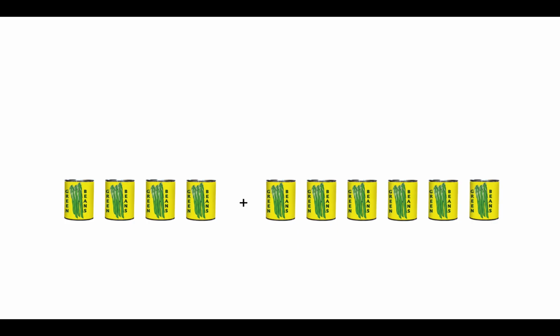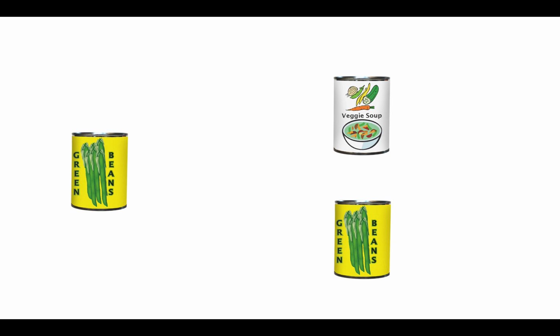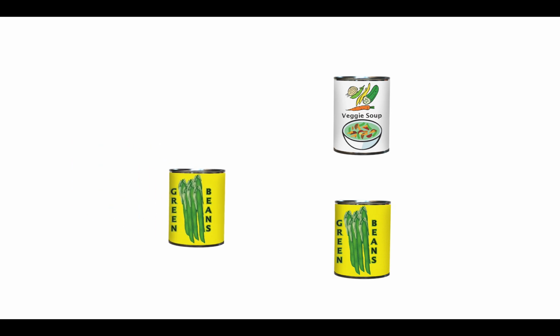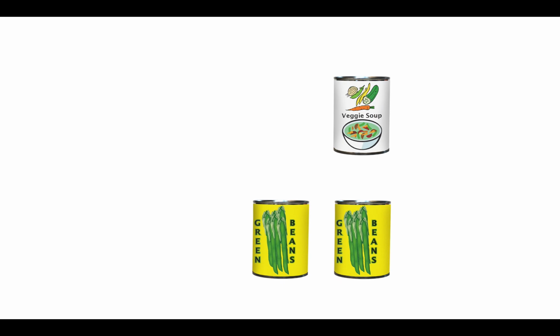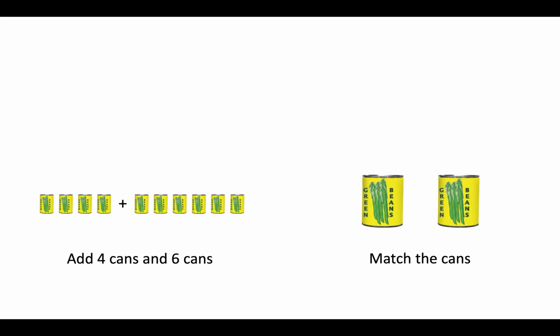What should I do? Add 4 cans and 6 cans together and count how many cans there are? Or match the cans? Let me think. When I add 4 cans and 6 cans and count the sets together, I know how many there are altogether. But when I only match the cans, I don't know how many I have, just that some of them match. What do you think? Add 4 cans and 6 cans and count the total number of cans altogether, or match the cans? I choose to add the cans and count the total.